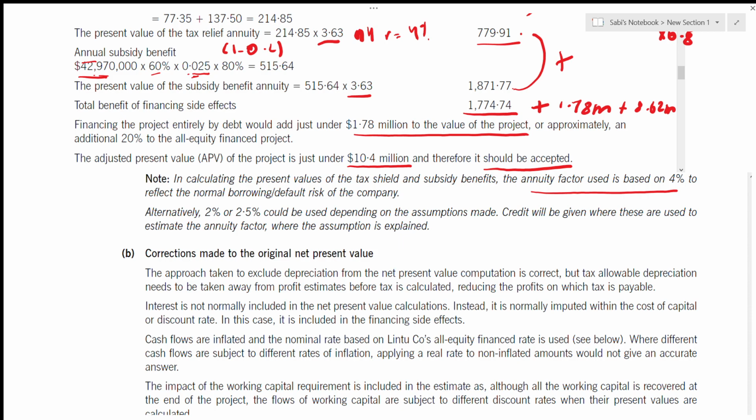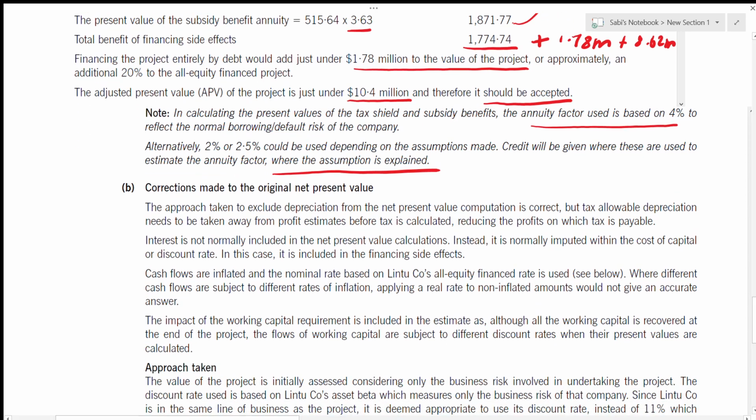Credit will be given where they are used to estimate the annuity factor and the assumptions are explained. So if you have explained your assumptions, you can use the annuity factor at 2% or 2.5% also. Now let's go to B. That's all about A. Let's go to B. B is the theory part, so we can finish it fast. B is about the corrections made, the approach used, and assumptions.